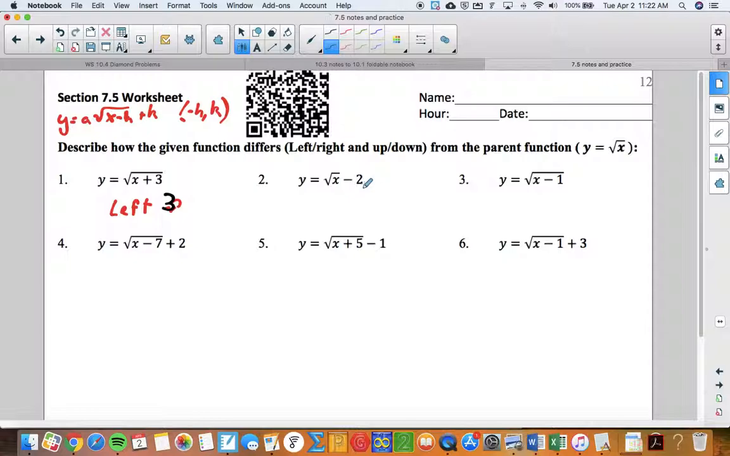Now this minus 2 is outside of the square root sign, so that's going to literally shift it up or down in the direction that you see it. So it's negative 2, so it's going to be down 2. It shifts the parent function down 2.